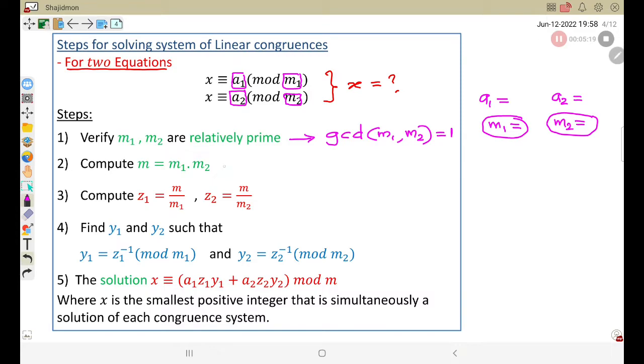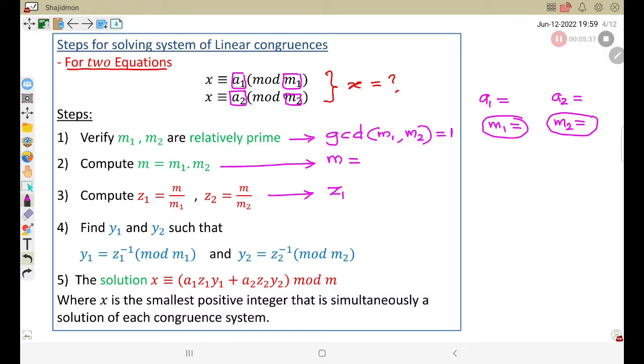Now after that, what we do is compute m. M means m1 multiply m2, m1 number multiply m2 number. So in the second step, calculate what is the m number. Okay. Now in the third step, after that, compute z1 and z2.